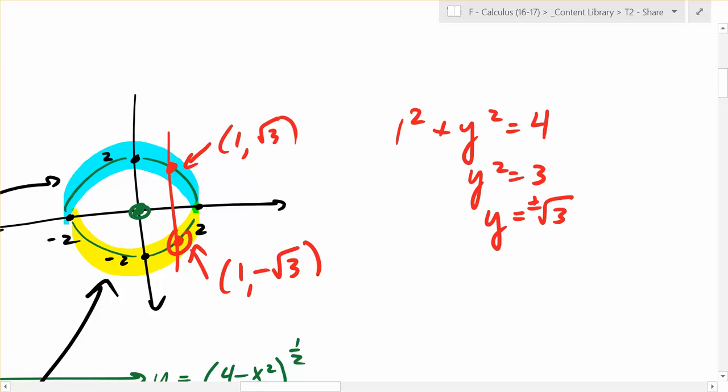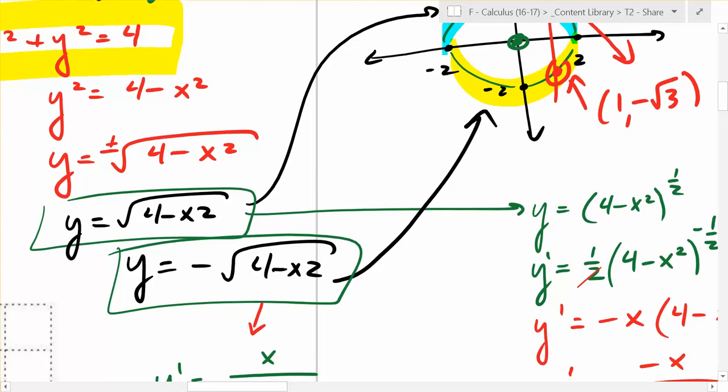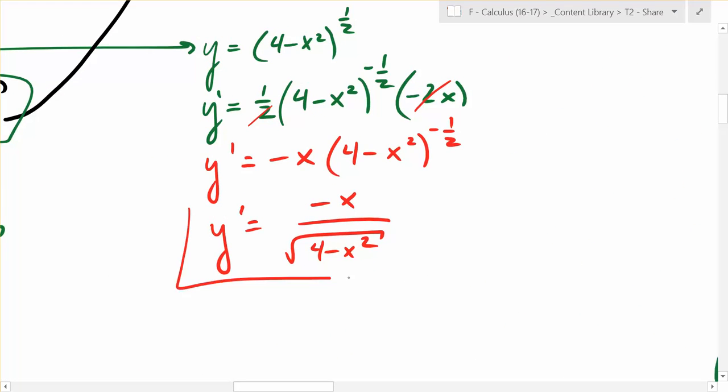So let's say you wanted the derivative right here. Let's say you wanted the slope of that line right there. Do you want the upper function's derivative or the lower function's derivative? You want the upper function's derivative, right? Which one's the upper one? The upper one was this one right here, correct? Agreed? What was the x value there? What was the point? It was 1 comma root 3, right?